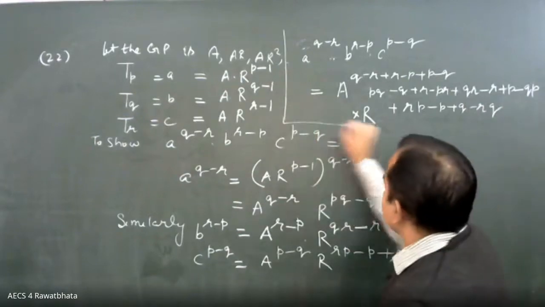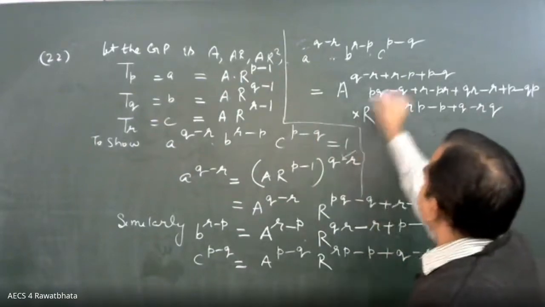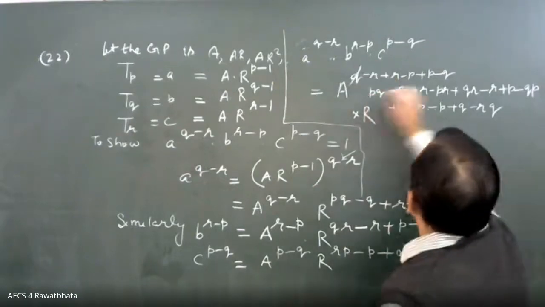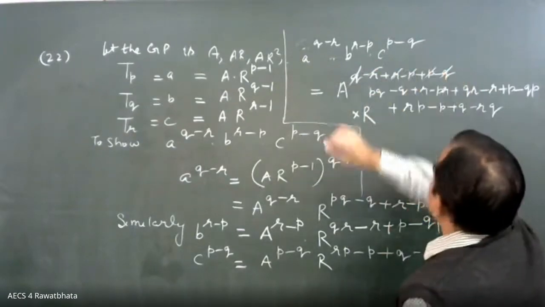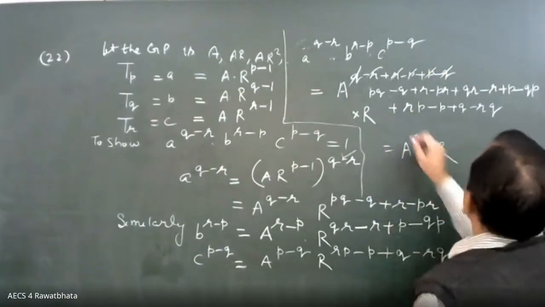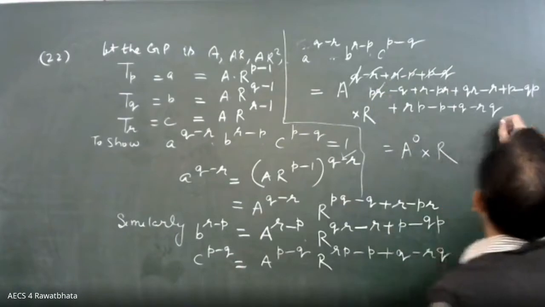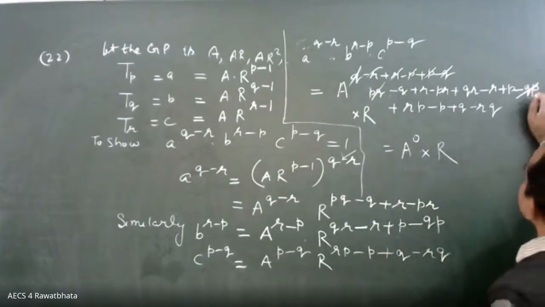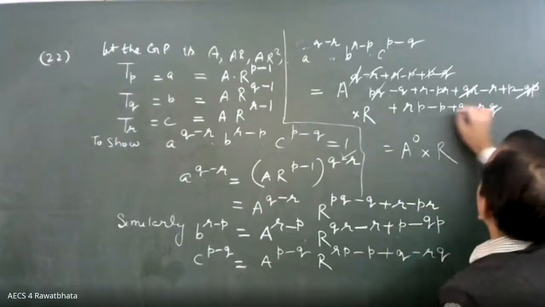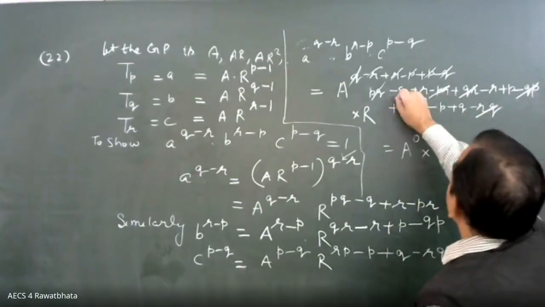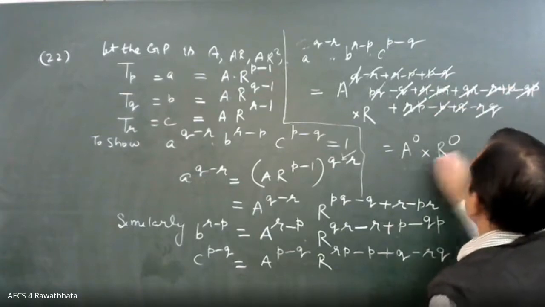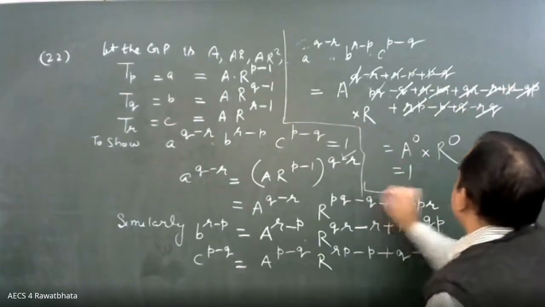Simplify, and as our target is 1, means the powers all should become 0. q minus q, p minus p, r minus r equals to a raised to power 0 into R raised to power pq, somewhere minus pq should be there, this is minus qp, plus qr minus rq minus pr plus rp minus q plus r minus r plus p minus p, R raised to power 0. This is 1, right?